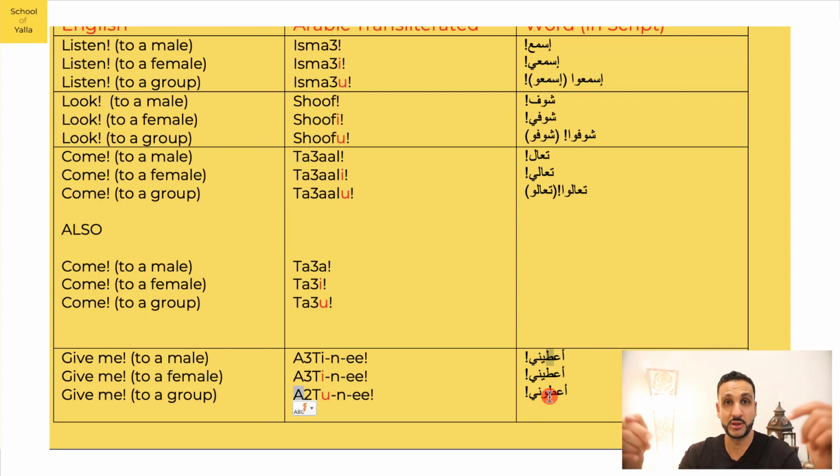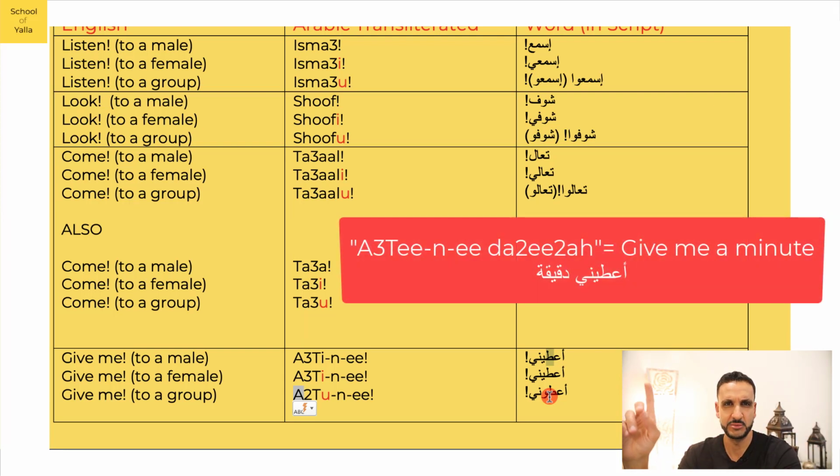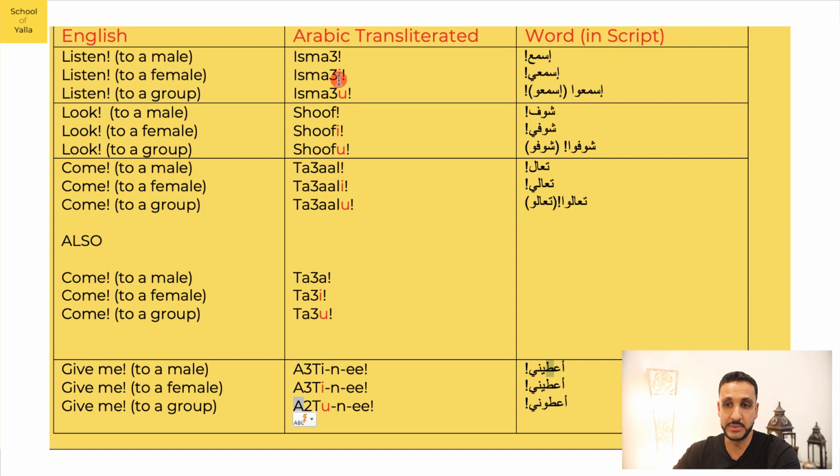Give me some examples of what things you would ask a friend or family member or an Arabic speaker. What would you tell them? You say a'tini da'i'a, give me a minute. A'tini da'i'a or daqiqa, as an example. Tamam? So the most important thing is to remember: i whenever you're talking to a female, u for a group. These are very important to know because they help you with conjugating other verbs, like the present tense, the future tense, and so on and so forth.